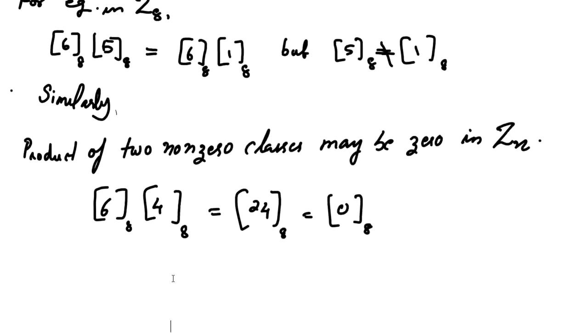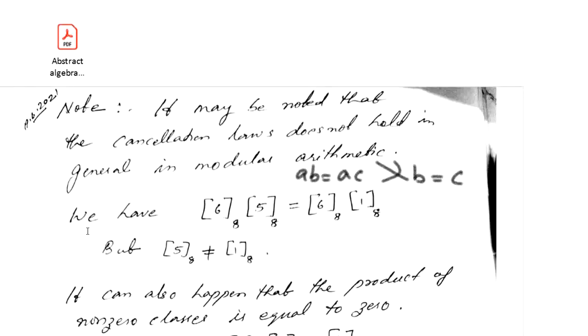We have seen that product of two non-zero real numbers is always a non-zero real number. But in the case of congruence classes, product of two non-zero classes may be zero class in Zn. So here is an example. Class of 6 multiplied with class of 4 gives class of 24, which is equivalent to the class of 0 since it is in Z8. Then we can define the divisors of 0.